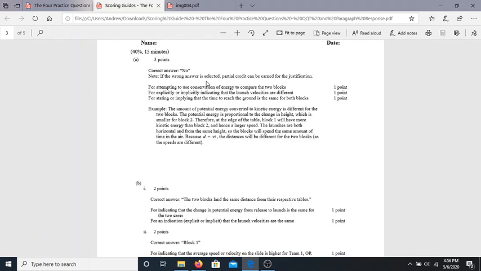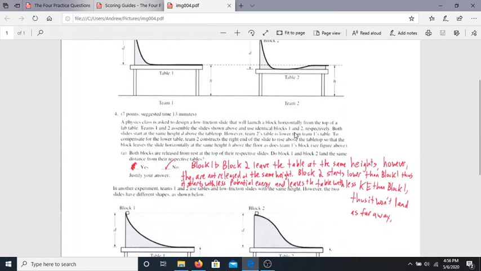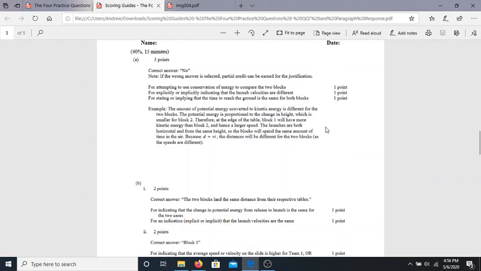Third, it says for stating or implying the time to reach the ground is the same for both blocks. You could talk about that if you want to be very specific. So basically saying that it'll leave the table at a slower velocity, but the time it takes to hit the ground is the same, so the delta x is less. More than likely, if you bring that up, it'll already be assumed, but that's what they're looking for. This gives you an idea of how specific they want you to be sometimes.